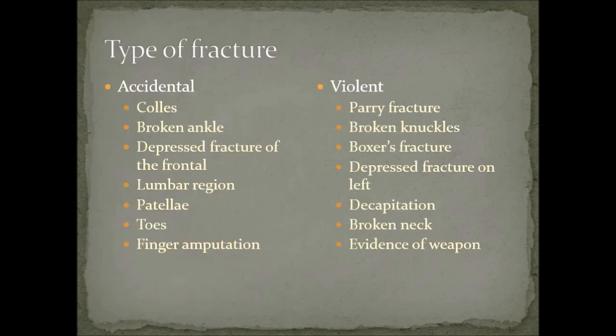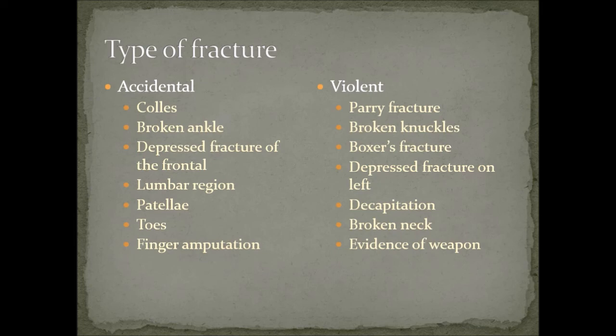So generally these areas that we look at, accidental, things like Colles fractures, broken ankles, depressed skull fracture in the frontal bone, which is your forehead. That's when you bonk your head into something like a low-lying, I don't know, doorway or something like that. Lumbar region, that's your lower back. Okay, patellae, those are your kneecaps. If you fall really violently on a hard surface, like say you're skateboarding or something and you fall off and you land on your kneecap, you can break that kneecap in half. Toes, finger amputations, these things are typically accidental.